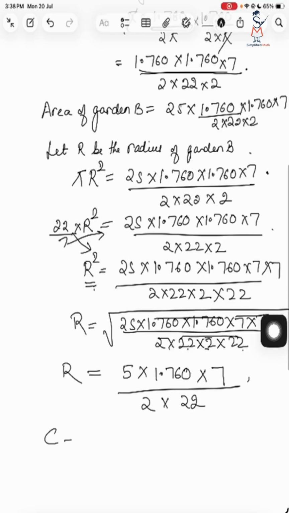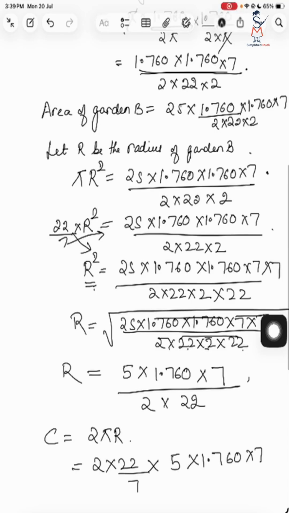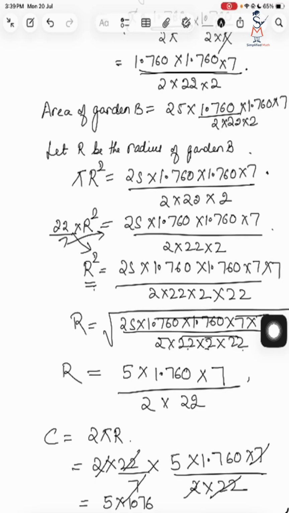Now what is the circumference? 2 pi r. Again we will put the values. 2 into 22 by 7 into the r value we will put: 5 into 1.760 into 7 divided by 2 into 22. 22 cancels, 7 cancels, 2 cancels. So circumference is 5 into 1.760.